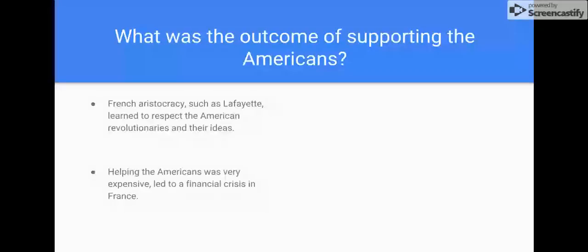So just as the American Revolution led to a financial crisis in England, it also led to one in France, because war is expensive. It costs lots of money. I think you can Google the amount of money that the United States has spent in Afghanistan or Iraq, and it's in the trillions. So with helping the Americans, it also led to a financial crisis in France. And when a financial crisis happens, people look for somebody to blame. And who do you think they were going to blame?